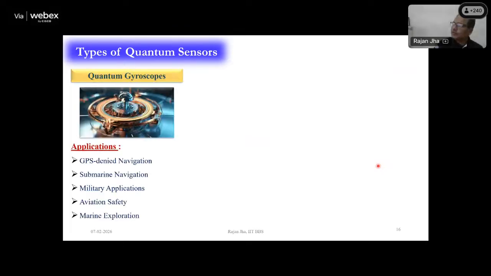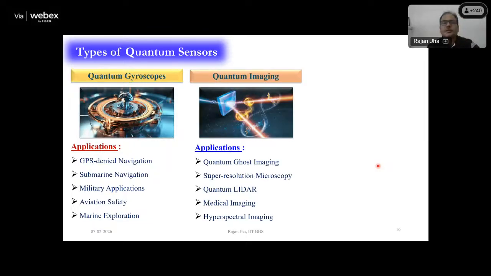So as I was talking to you about quantum gyroscope, unlike a classical gyroscope, it can be utilized for submarine navigation, military applications, exploration of marine and aviation safety. These again have a lot of applications for defense. Quantum imaging, unlike classical imaging, is also called ghost imaging. These are expected to give you what is called super resolution microscopy.